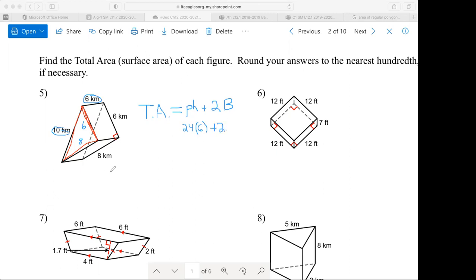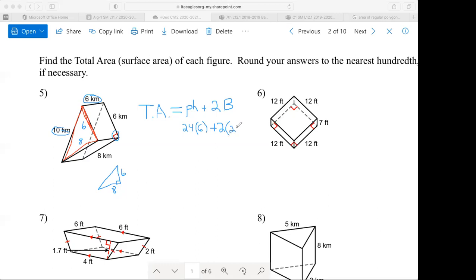Well, the base is a triangle. If I draw that triangle, notice it's a right triangle. How do I know it's a right triangle? Look, there's a little square right there. We just figured out this side was 8 and this side was 6. Well, there's the base and the height of the triangle for a right triangle. Area of a triangle is base times height divided by 2. 8 times 6 is 48. 48 divided by 2 is 24. So it's 2 times 24.